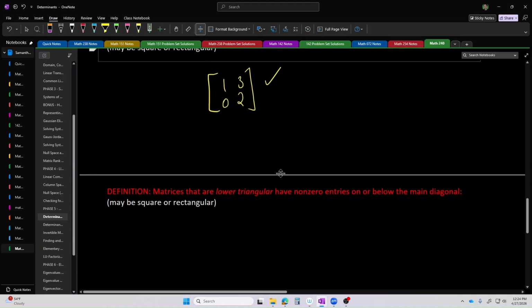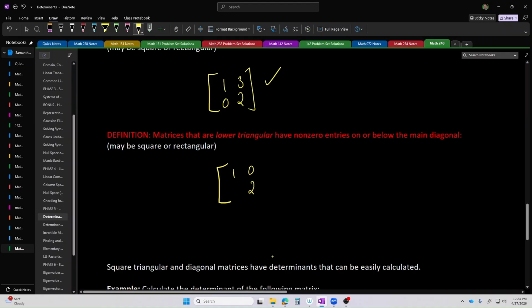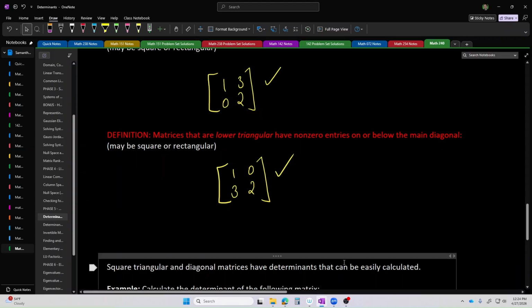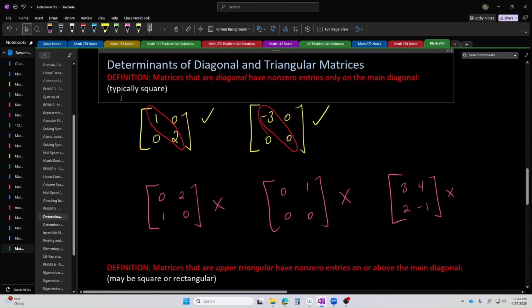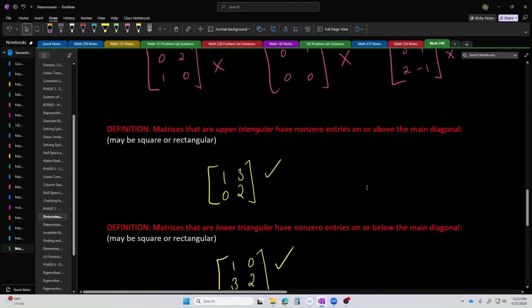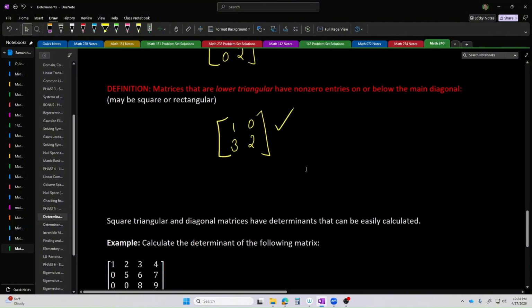By contrast, lower triangular is allowed to have non-zero entries underneath the main diagonal. So something like 1, 2, 0 in the top right, and 3 in the bottom left is considered lower triangular. So diagonal means non-zero entries are on the diagonal only. Upper triangular, they can be on the diagonal or above. Lower triangular, they can be on the diagonal or below.